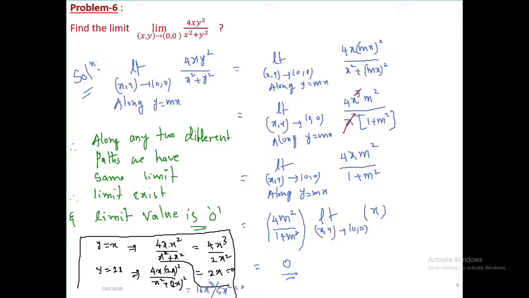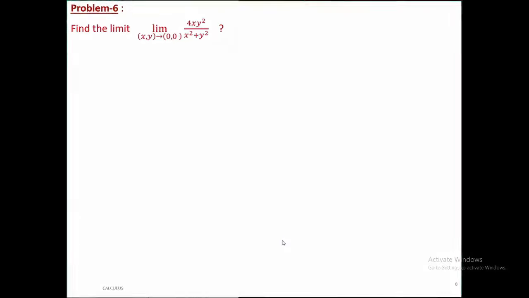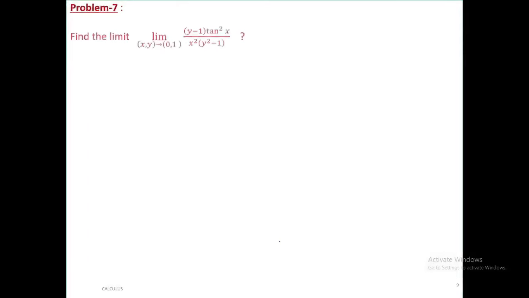Like that, if you choose any two different paths, the limit value 0 you will get. Therefore, along any two different paths we have the same limit. Therefore, the limit exists. For example, if the limit value were something like 4m square by 1 plus m square, then the limit depends on the m value. Therefore, the limit does not exist. That's it. Next, continuing with problem number 7.